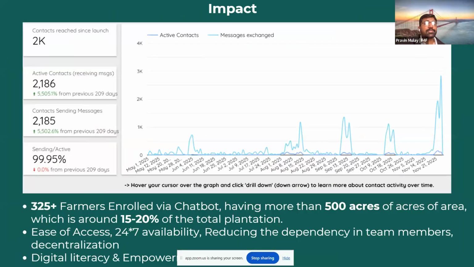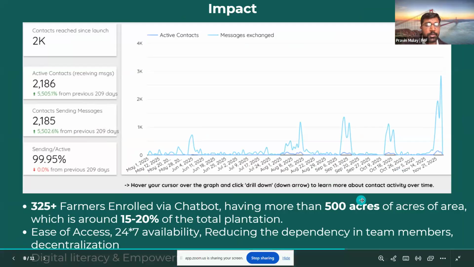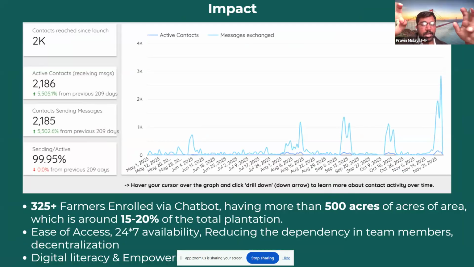In terms of impact, we started phase 1 in May, and phase 2 we are planning to start from this January. But in phase 1 itself, in the 6 months, more than 2000 farmers have contacted the chatbot. Around 325 farmers have enrolled via the chatbot by entering the information. In terms of area, this is around 500 acres, which is around 15 to 20% of the total plantation.